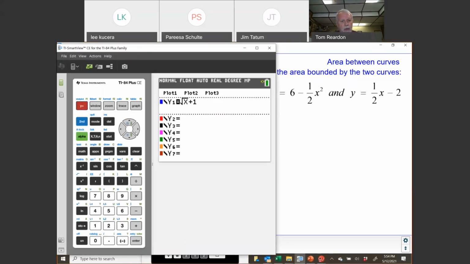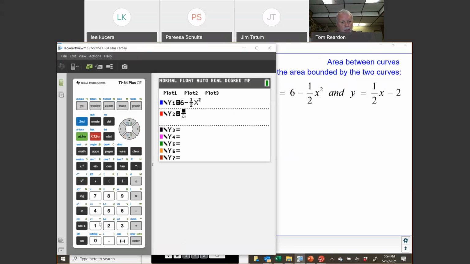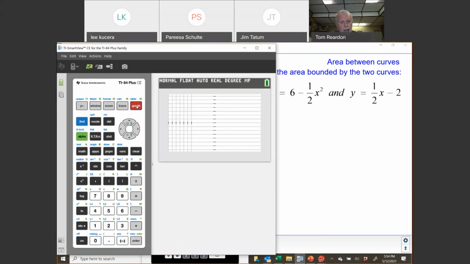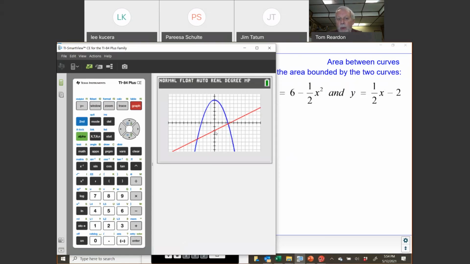So back to y equals. So my 6 minus 1/2 x squared. And then 1/2 x minus 1. I'm sorry, minus 2. And I'll go ahead and graph those. And I need to find the points of intersection here.